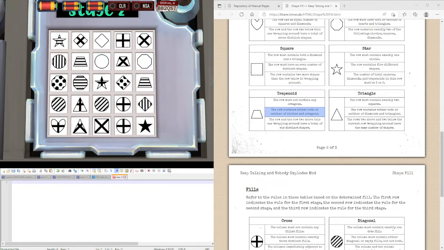Since the second row is the only one which contains both circles and octagons, remember it could also be that circles and octagons do not appear in this row. We have the second row as our first one.